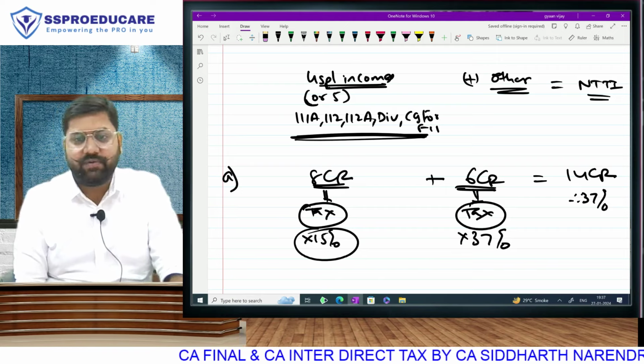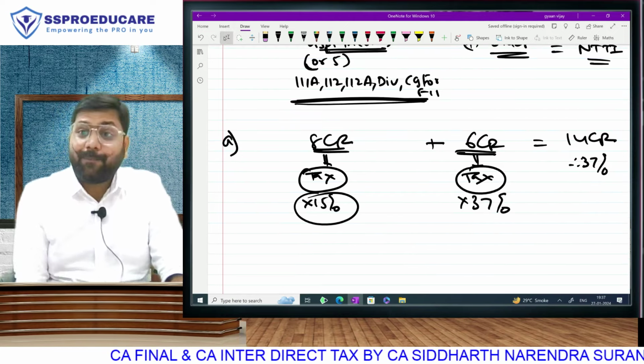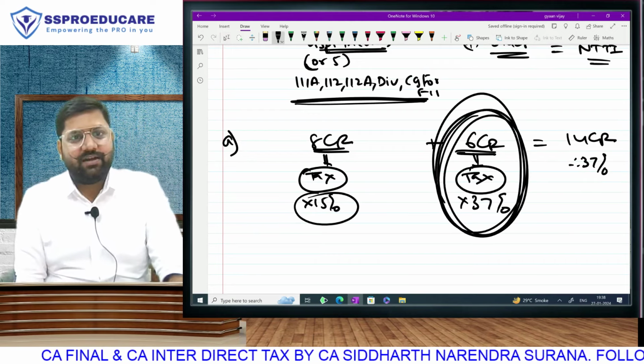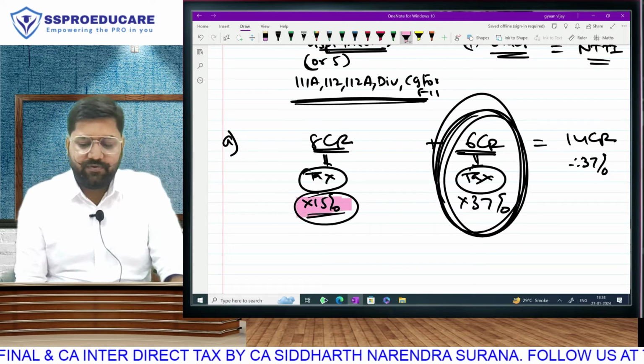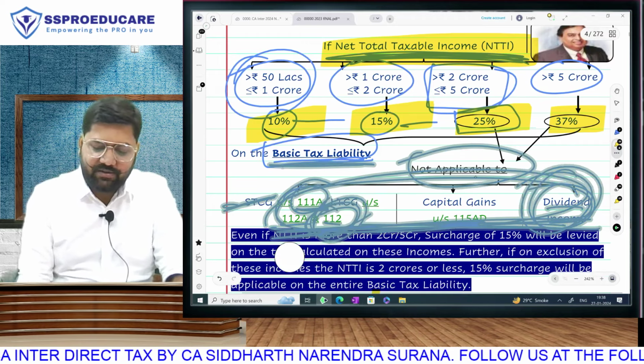Whether we have to apply that 25 or 37 or no. So if we apply 37, it will apply only here. Or 25, then it will apply only here. Here it will not be applicable. Here it will be maximum 15%. That's the first part. The first part is very clear, very simple.